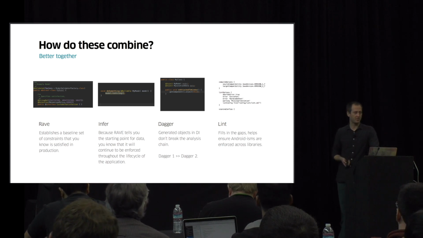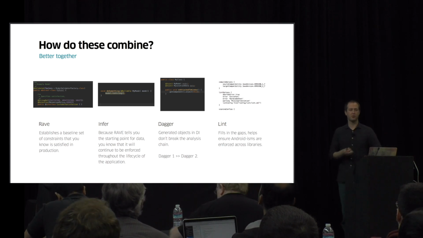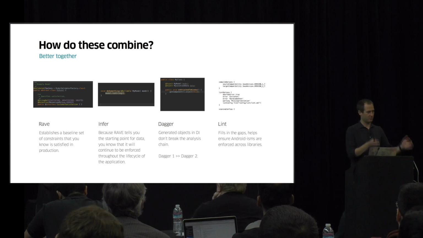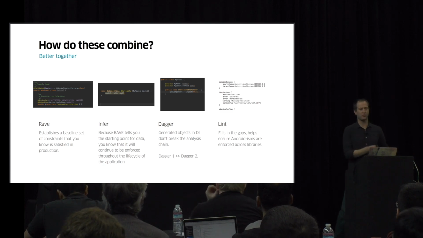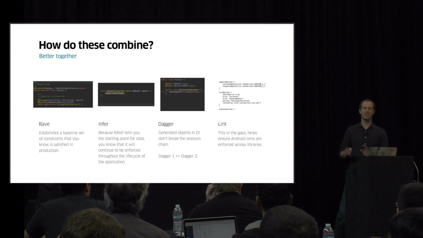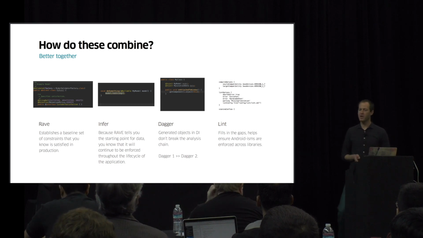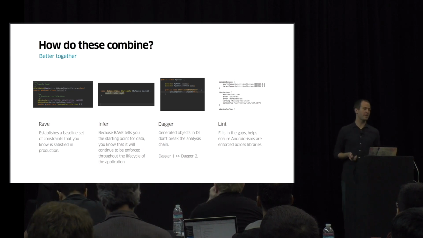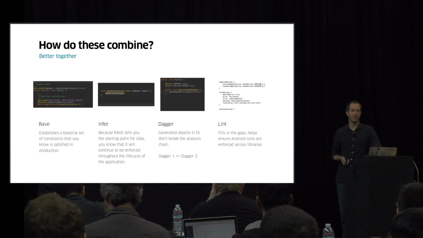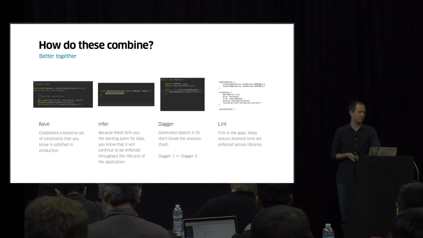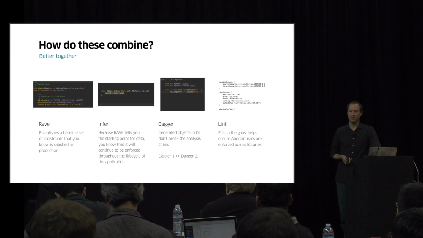And lint fills in the gaps. The first three are very deterministic. They will always work. You should listen to everything they're saying. You should not drop stuff on the floor. Lint is probabilistic. Lint can sometimes be wrong, but it fills in a lot of the gaps. Like string format, none of the things I talked about before would help catch that. None of those tools understand what an Android locale is.